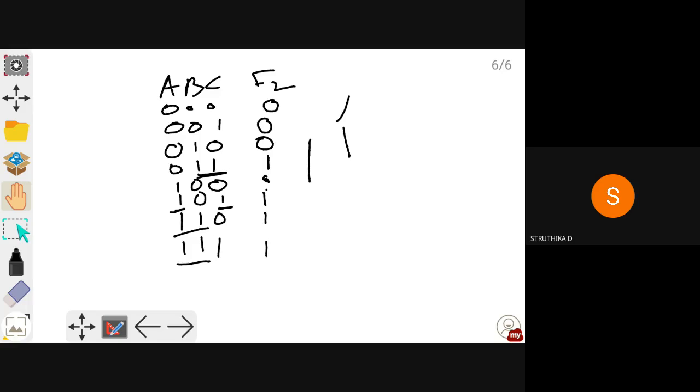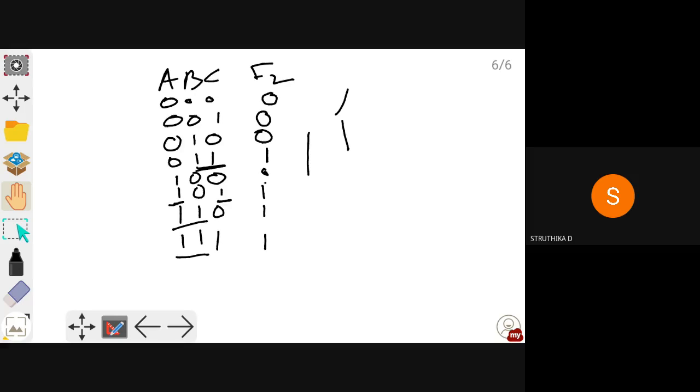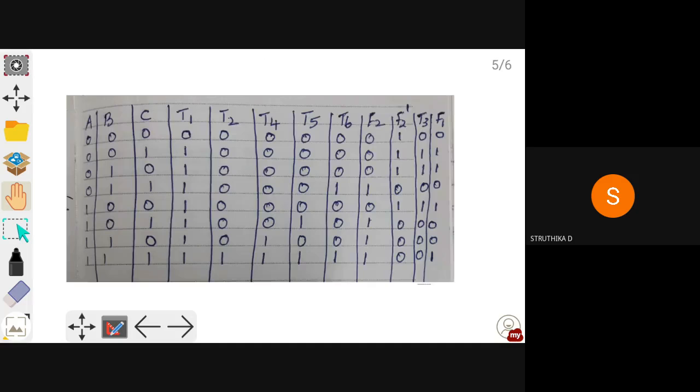So BC means wherever B and C are both 1, because this is an AND gate. BC is an AND gate, so compulsorily both should be 1. So wherever BC is 1, I have put 1 there. Then AC, wherever AC is 1, I have put 1. So you obtain the F2 now. So you get the same F2 here.